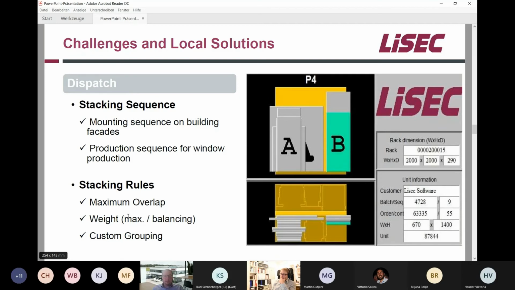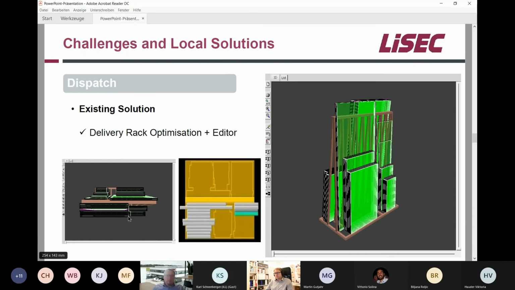And customers very often also ask for grouping the products. A window producer might have two production lines, A and B. And if they order elements for a particular day, then they order it for A plus B. And of course, they would like to have the elements separated already to be able to feed their production lines. For this stacking problem, or delivery problem, we have an existing solution implemented ourselves, which is a delivery rack optimization plus an editor delivered alongside it that still allows, let's say, to manually improve the result of the automatic algorithm.